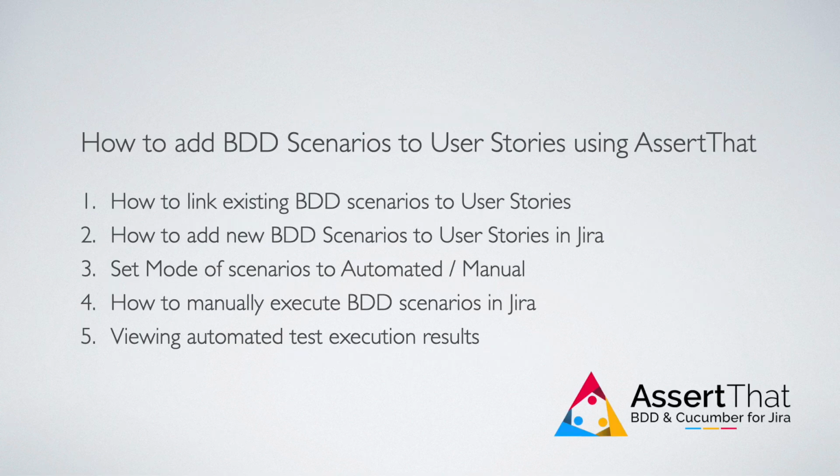In this short video, we'll provide a quick demonstration of how Agile teams can add BDD scenarios to user stories in Jira using AssertThat BDD, Cucumber and Test Management for Jira plugin. We'll show you how to link BDD scenarios, add new scenarios, and also set the mode of the scenarios to automated or manual. We'll show you how to manually execute the scenarios and also have a look at how automated test results can be viewed on the page as well.